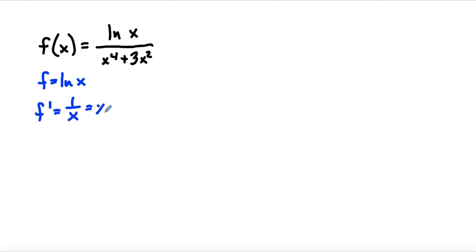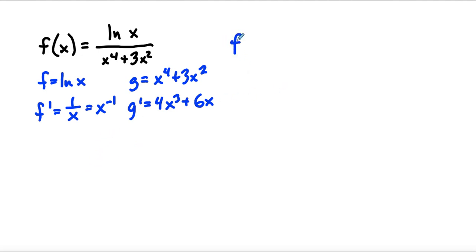Or you might like to think of it as x to the negative 1. Then g is going to be x to the fourth plus 3x squared. And g prime is going to be 4x cubed plus 6x. Okay, so I'm going to go ahead and set up my equation here. Input it into my formula, f prime g minus fg prime.